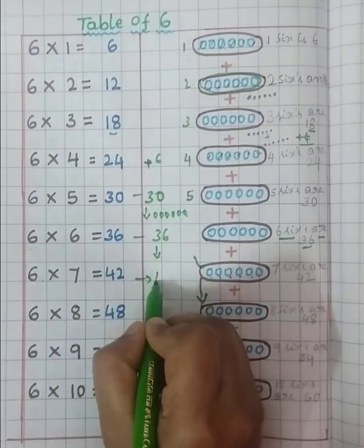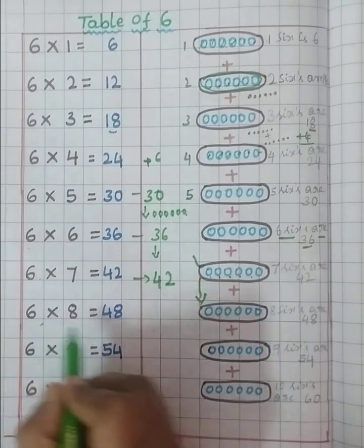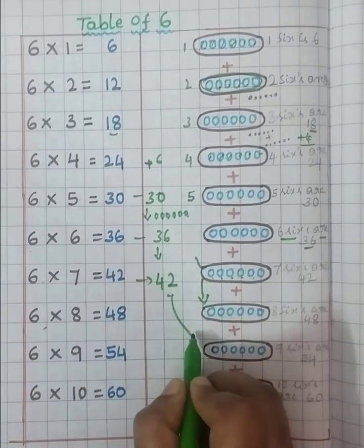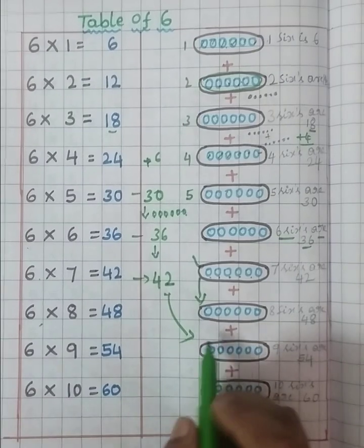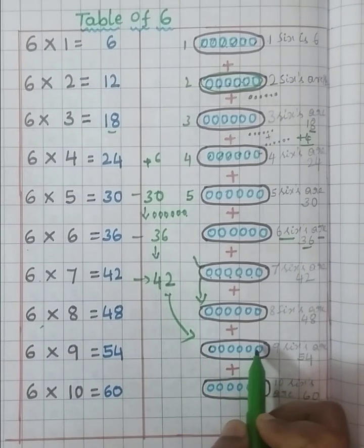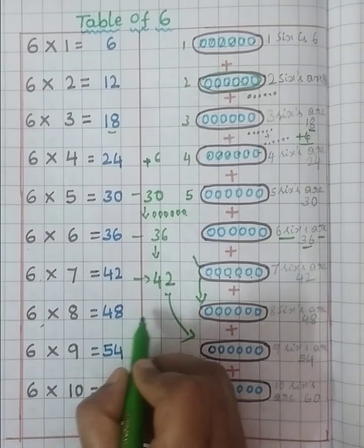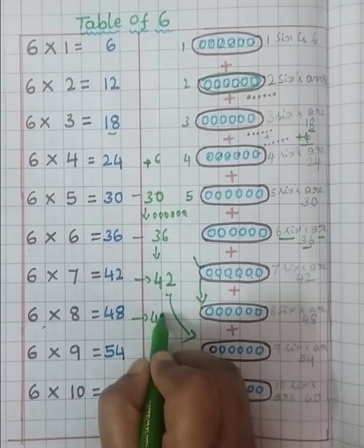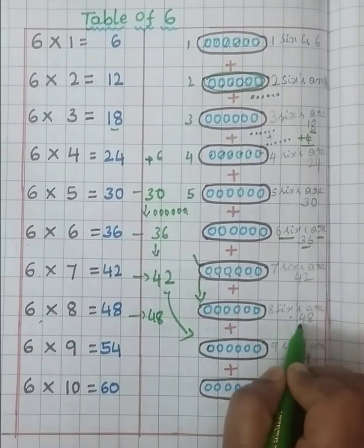6 7s are 42. So again 6 8s are, we add one more group of balls. 42, 43, 44, 45, 46, 47, 48. That is 6 8s are 48. So 8 6 are 48.